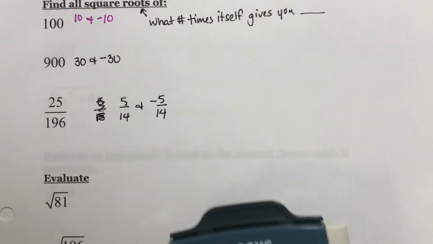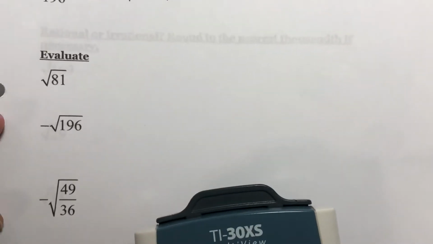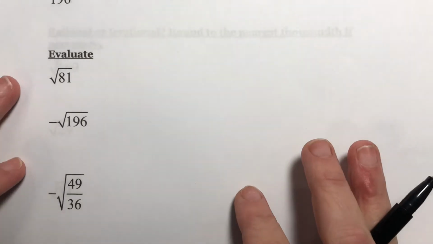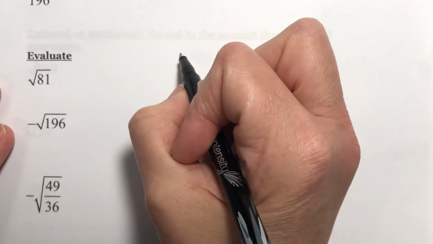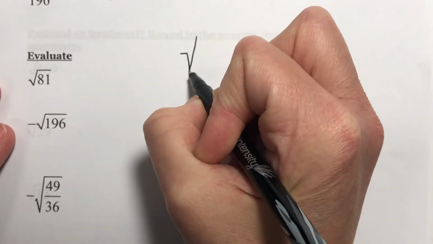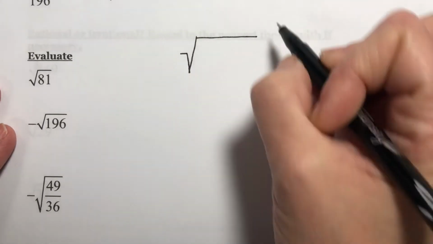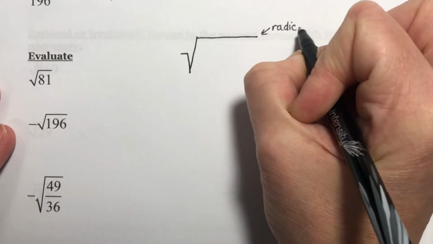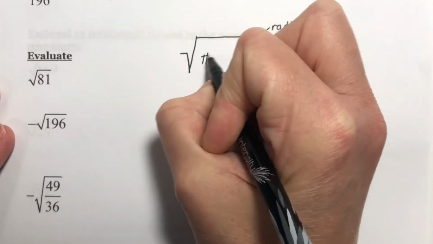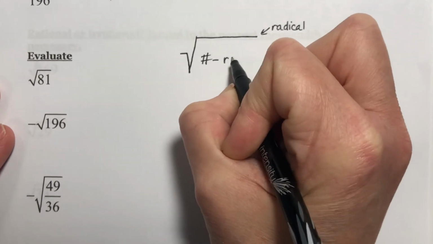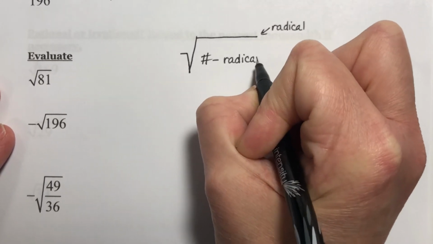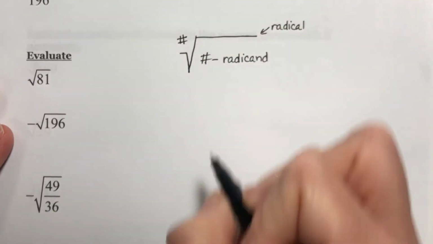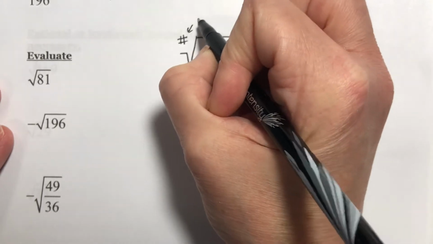Okay. All right, so let's look at this symbol. I've already sort of implied that it is important, and it is. Let's talk a little bit about some vocabulary. This symbol itself is called a radical. The number underneath is called a radicand. Okay, and sometimes there is a number right here. This number is called the index.